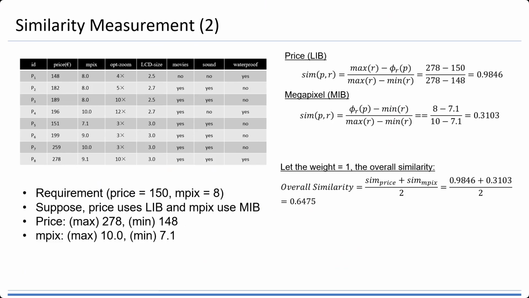Okay. Now, what does it mean by this similarity? It means that the user requirement is about 0.6475 with regard to this database. So let's say in this database, it is the store. So when I visit the store, my requirement is about similar to this one.